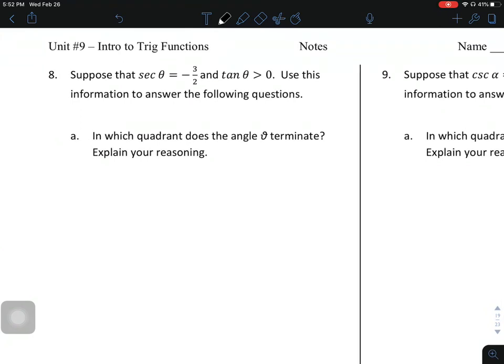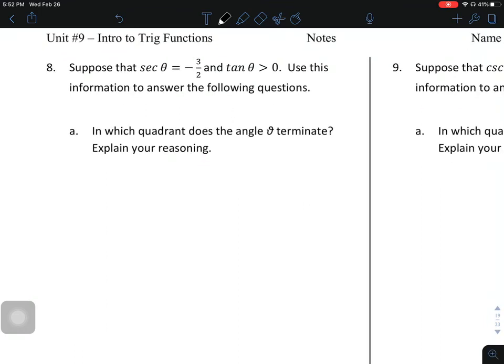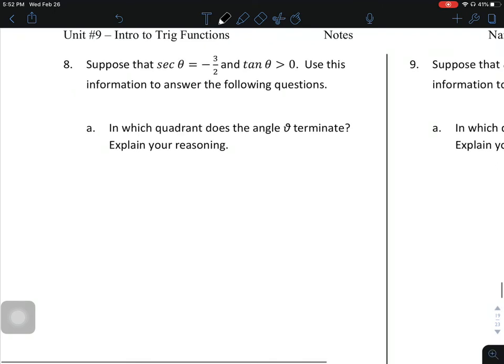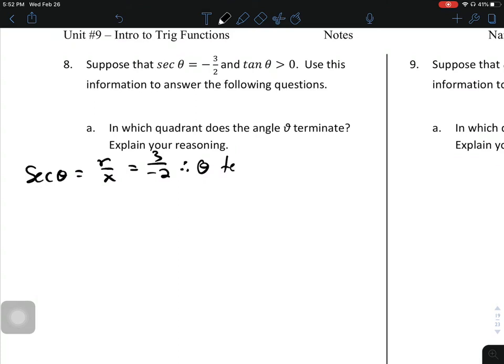Suppose secant of theta is negative 3/2. Tangent of theta is bigger than 0. Part A, in which quadrant does theta terminate? Well, secant of theta is r over x, and we're saying that's positive 3 over negative 2 because r is always positive. If x is negative, then theta terminates left of the y-axis.